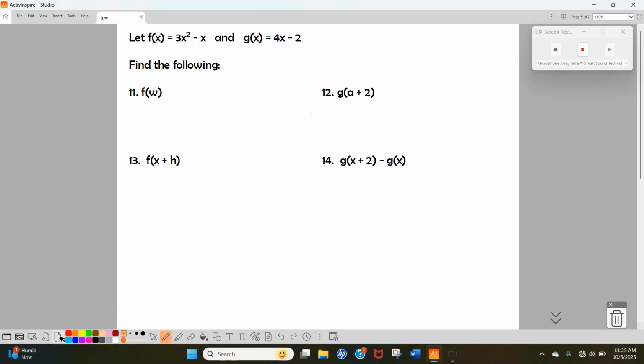All right, so number 11, again, they give us two functions. These are both in equation form, so they give us little formulas to use. They just want us to plug in a w. Whatever's in parentheses, that's what you're plugging in. So literally, they just want this f function to now have w's in it. All right, for number 12, they want the g function. They want you to replace the x with a plus 2, and then simplify.